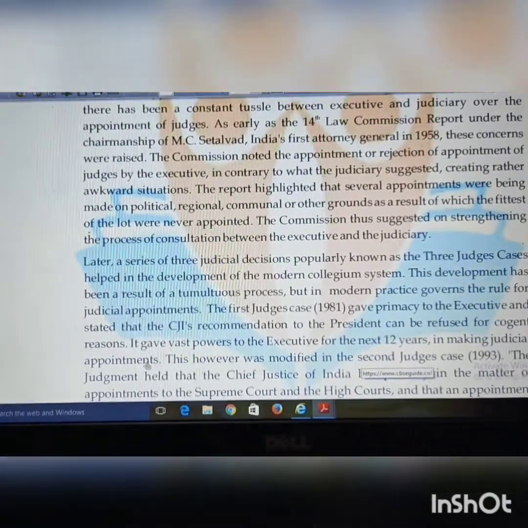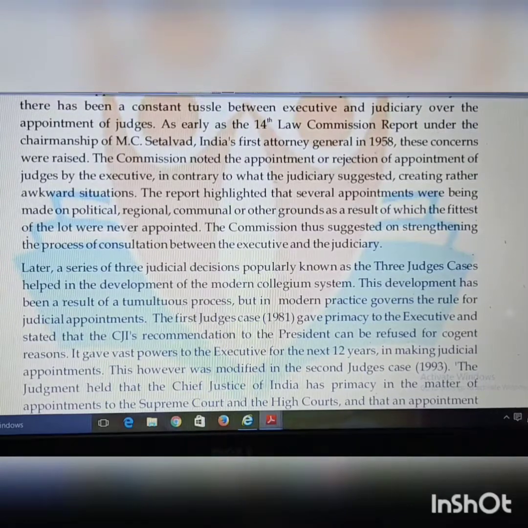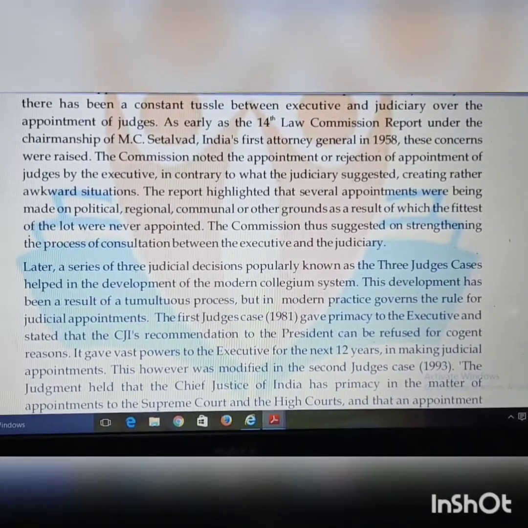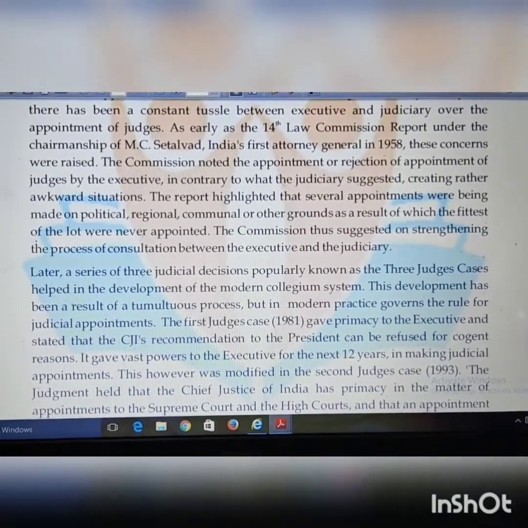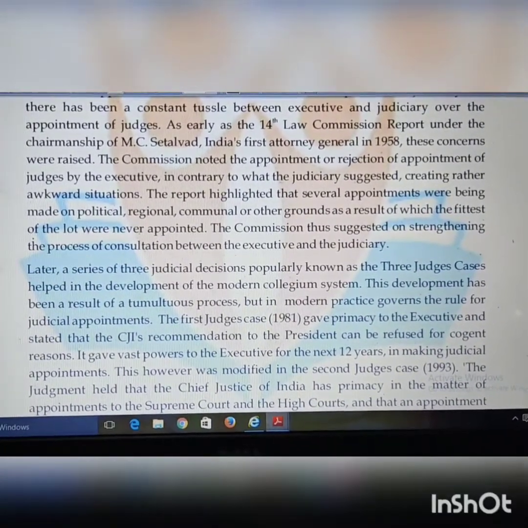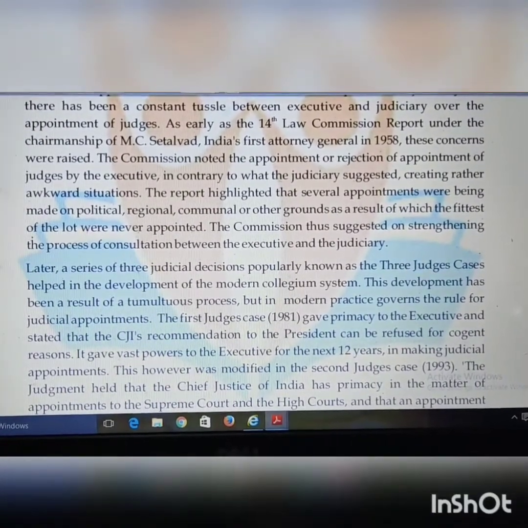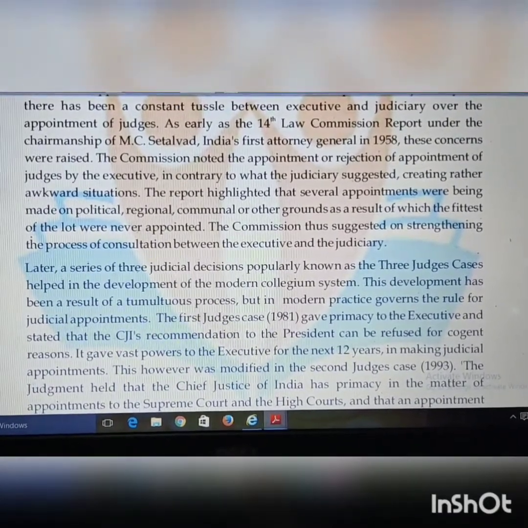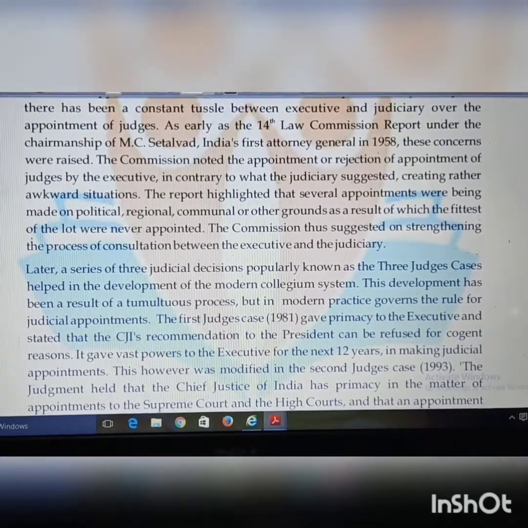The report highlighted that several appointments were being made on political, regional, communal or other grounds, as a result of which the fittest of the lot were never appointed. That means if it was in the hands of the executive to appoint the judges, then they would favor those who were favoring them. Means a judge who was favoring a particular government, then that government will give the consultation or will appoint that particular judge only.